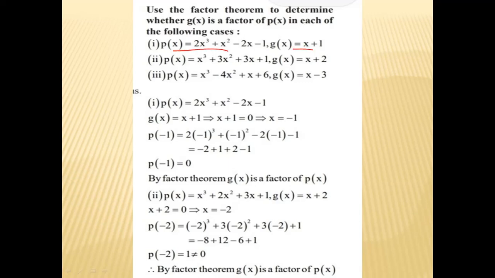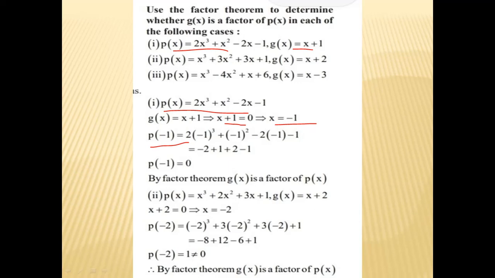Therefore, first we take p of x is 2x cube plus x square minus 2x minus 1. g of x is x plus 1. Therefore x plus 1 is equal to 0. We get x value is minus 1. We substitute the value of minus 1 in the above equation. We get p of minus 1 is equal to 2 into x cube, which is minus 1 whole cube, plus x square, which is minus 1 whole square, minus 2 into x, which is minus 1, minus 1.